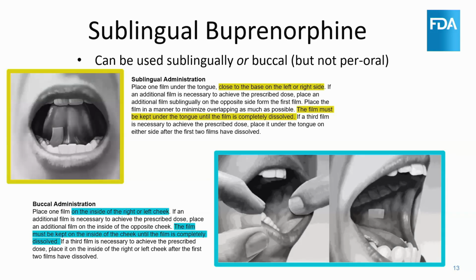I want to just take a minute, though, and show you some images of exactly how these products are used. These are examples taken directly from labeling, one of the sublingual products in particular, but tablets can be used in the same way. At the top in the yellow box and the yellow highlights, you can see how and where these products are used sublingually. On the bottom in the blue, these are images and explanations of how to use the product buccally.